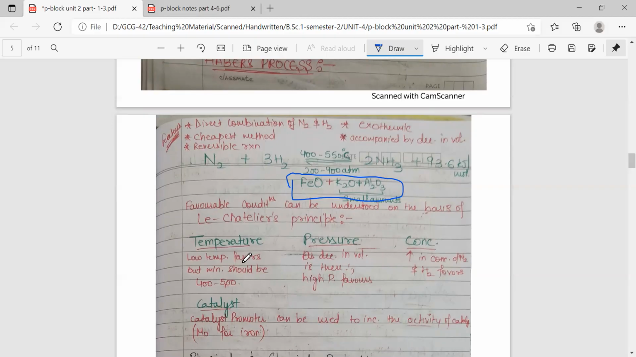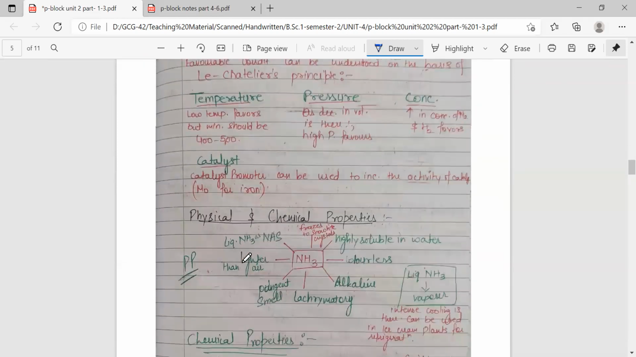The pressure: as there is a decrease in volume, high pressure is going to favor the formation of ammonia, that is, the reaction in the forward direction. Next is the concentration. Increase in concentration of nitrogen and hydrogen is going to favor the forward reaction for the preparation of ammonia. Now the catalyst, or we can say the promoters, can be used to increase the activity of the catalyst. Here the iron oxide and Al2O3 mixture is used as catalyst.